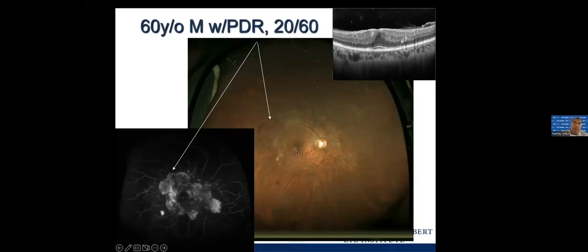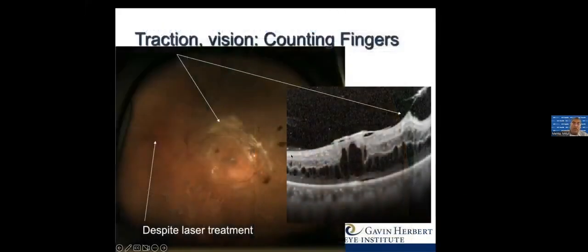But despite having laser treatment, this patient still got worse because these new blood vessels started scarring. And when they scarred, they started pulling on the retina. And you can see on this OCT scan on the right side here, it's actually stretching holes into the retina.